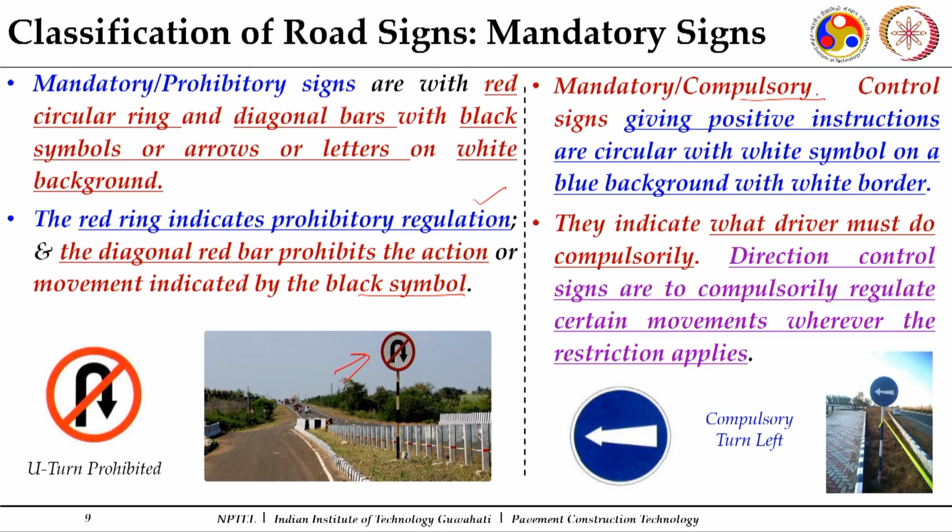Now, along with it, the mandatory compulsory control signs may be there, giving positive instructions, circular with white symbol on a blue background with white border. So, this is again a compulsory control one. You can see a compulsory left turn is there. They indicate what drivers must do compulsorily. Again, direction control signs compulsorily regulate certain movements wherever the restriction applies. So, a compulsory left turn has to be there. So, these are regulatory and mandatory signs.